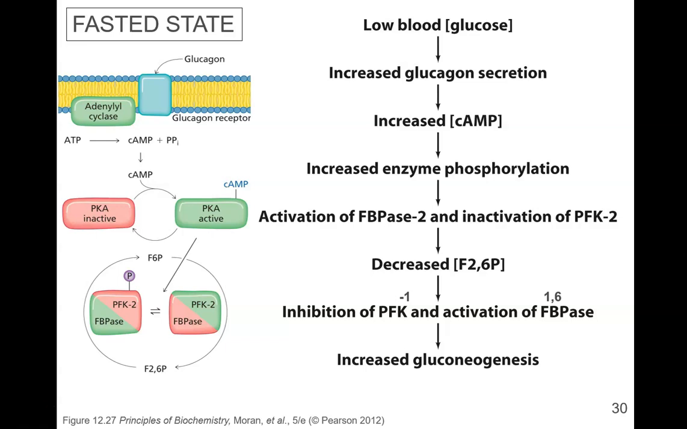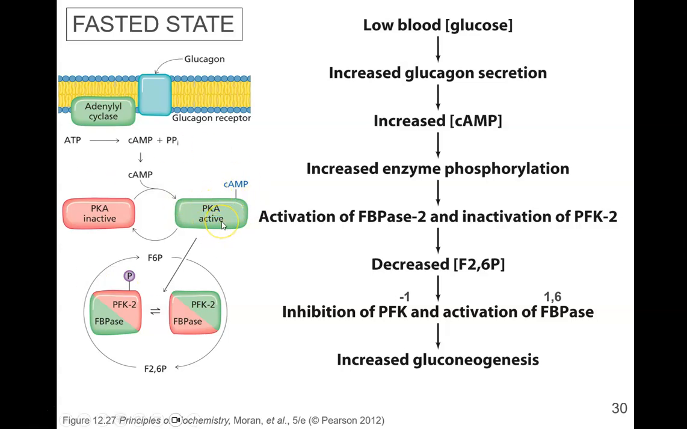So to put this sort of in context, in the fasted state, you're not eating, glucagon is released from the pancreas. The pancreas senses that blood glucose concentrations are low. Glucagon binds to its receptor, not all the details shown here, but activates the G protein, and the G protein activates adenylate cyclase. Adenylate cyclase takes ATP and converts it to cyclic AMP. That's the second messenger. 4 molecules of the cyclic AMP bind to protein kinase A and activate it.